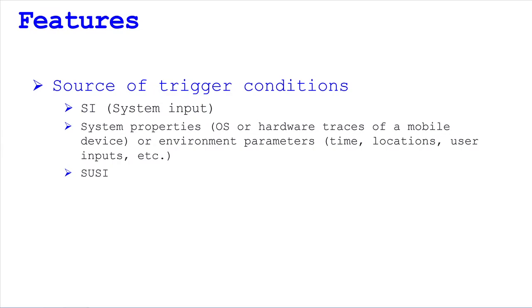And the third category of features is the source of trigger conditions. As we said in the observation part, we care about whether the variables in the condition come from system properties. And the list of system properties comes from SUSE, which is previous work.